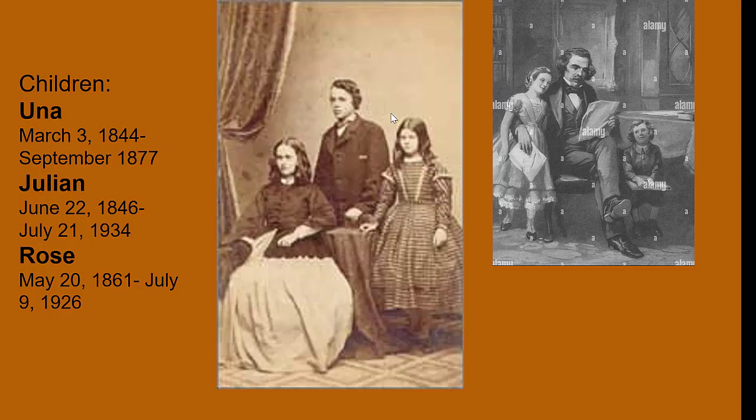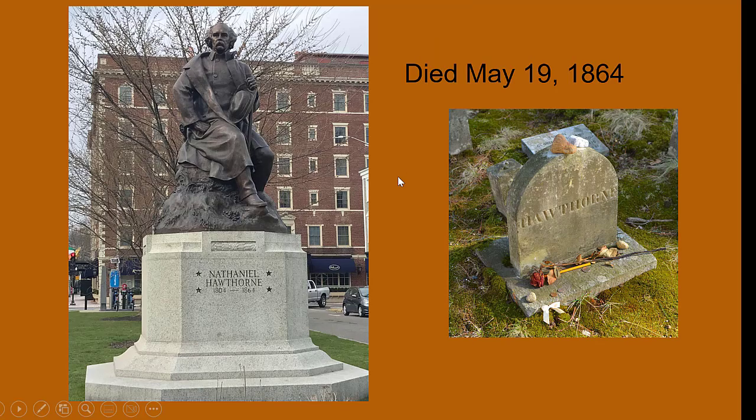Nathaniel and Sophia had 3 children, Una, Julian, and Rose. After Nathaniel died in 1864, his wife Sophia and their daughter Una moved to England, where both of them died. Later, both of their bodies were returned to Concord to the Sleepy Hollow Cemetery, where they're now buried near Hawthorne's tomb.